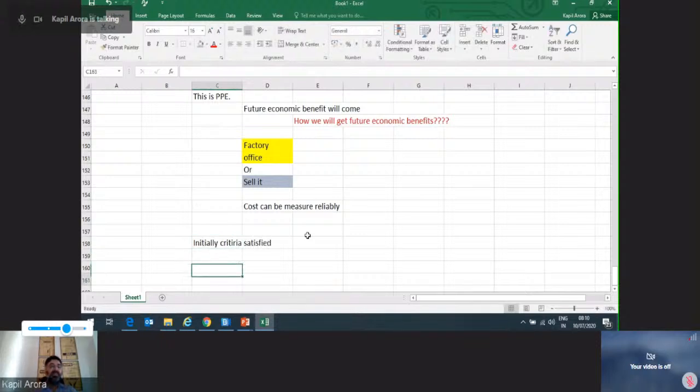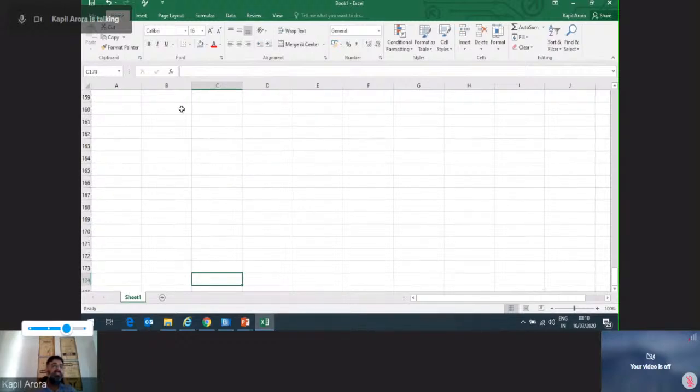Now let's look at subsequently. Subsequently means once I already have that asset, and that asset can now be or should now be measured subsequently. Now, subsequently, what I have done after initial recognition, I have added one more floor on this building.